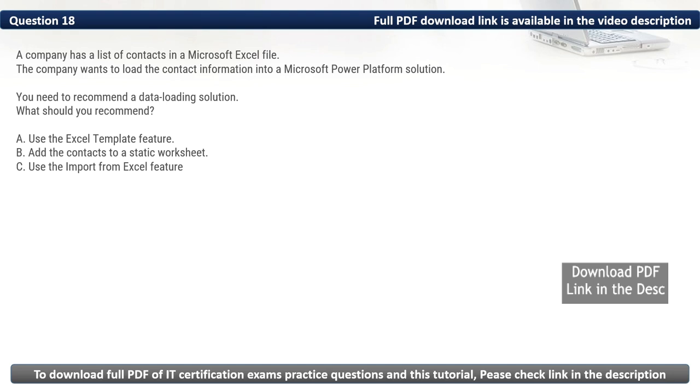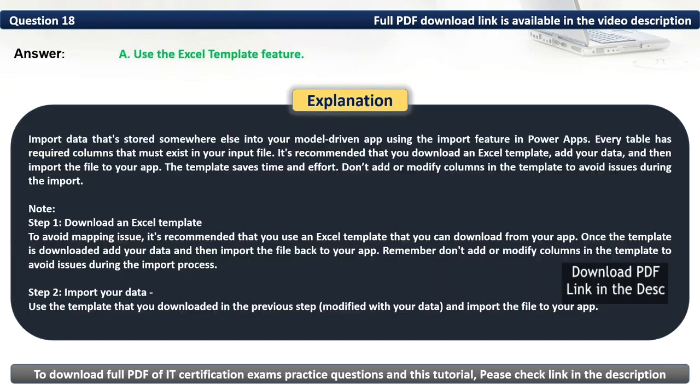Here in this question, we need to recommend a data loading solution. As such, we should recommend using the Excel template feature. Thus, the correct option is A. Import data that is stored somewhere else into your model-driven app using the import feature in Power Apps. Every table has required columns that must exist in your input file. It is recommended that you download an Excel template, add your data, and then import the file to your app. The template saves time and effort. Don't add or modify columns in the template to avoid issues during the import.